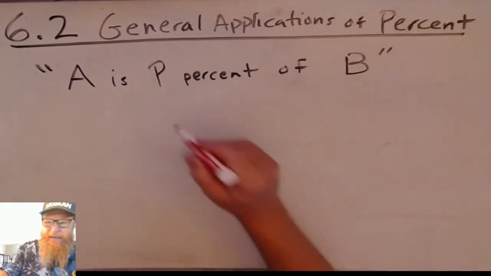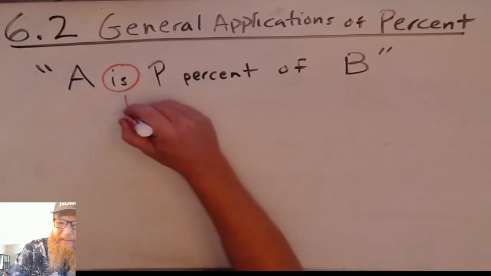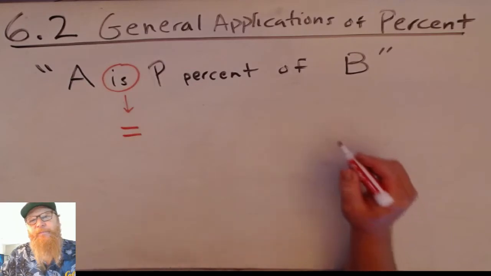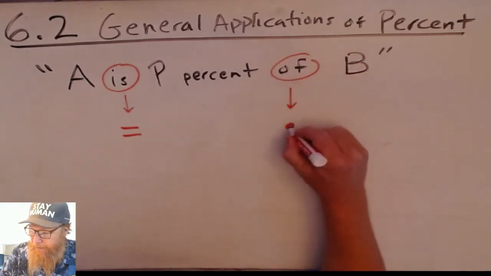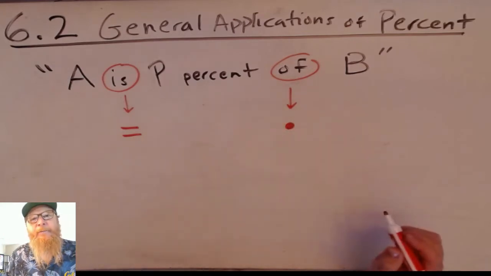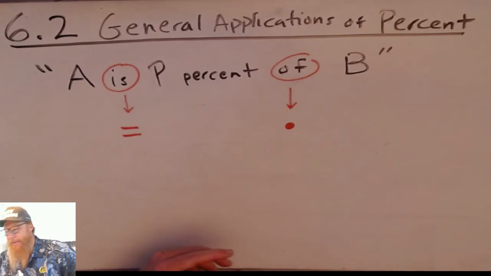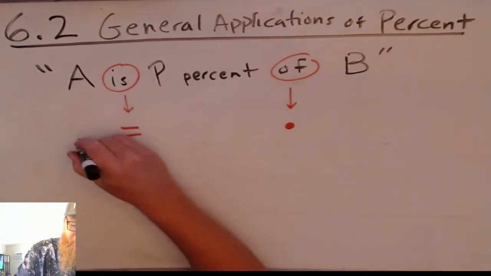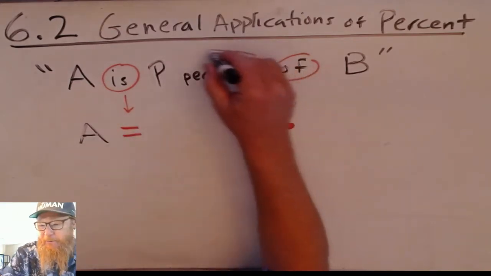So let's go ahead and do the easy part. So is, that's equals. Of, that's multiply. Okay. I always do those first. The letters are going to stay the same. So A is A. Now, P percent.